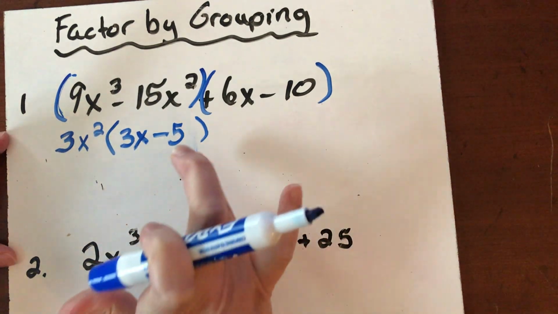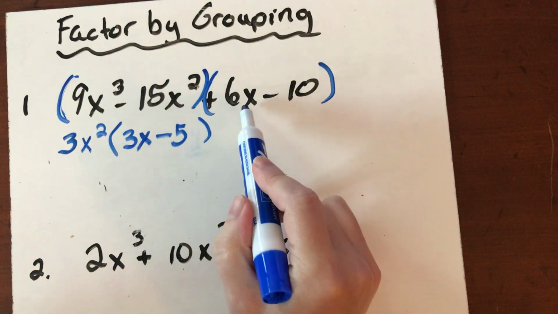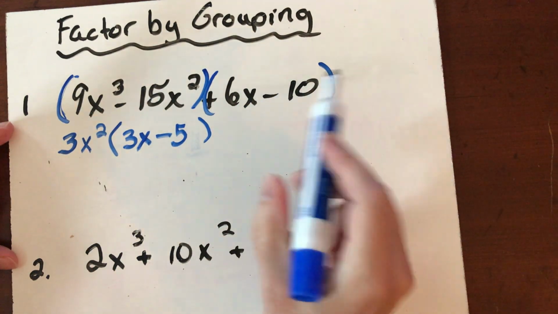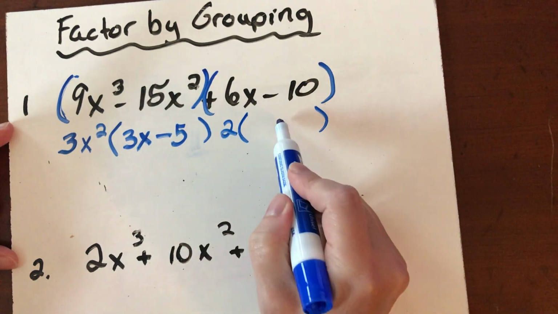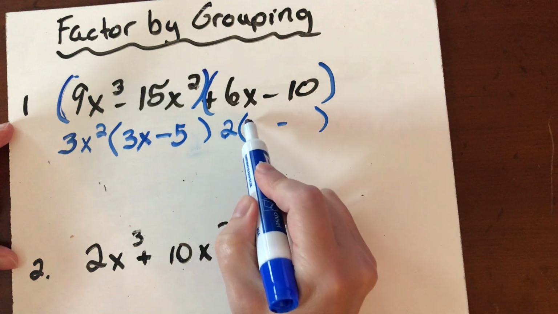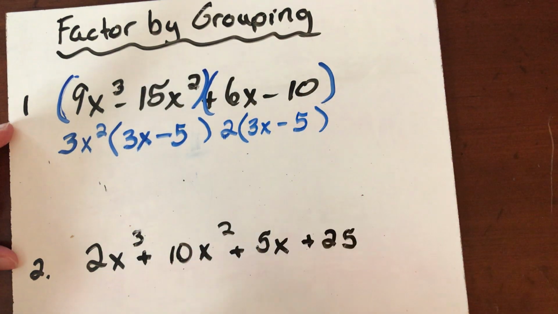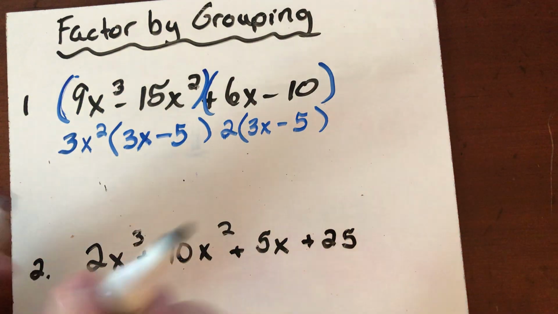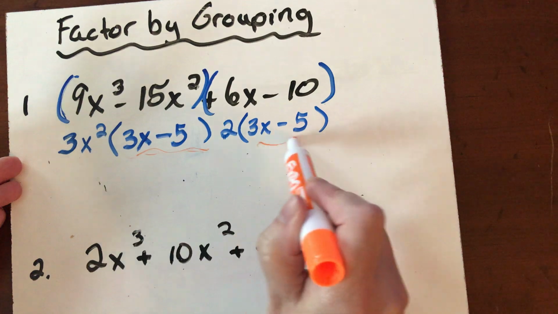All right, now in the second part, what is the GCF of 6 and 10? I can't do x because there's not an x on the last term. So GCF of 6 and 10 is going to be 2. So I'm going to do backwards distributive. 2 times what is 6x? 3x. 2 times what is 10? 5. Do you notice something? Aren't these exactly the same?